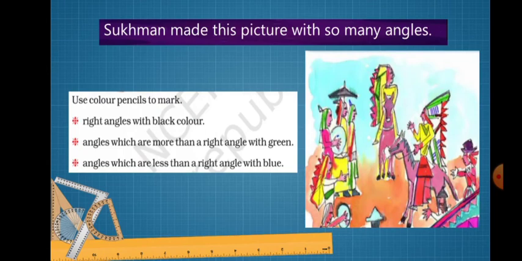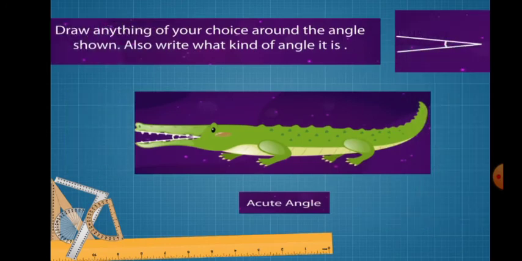Suhman made this picture with so many angles. He used color pencils to mark the angles: right angles with black color, angles which are more than a right angle with green color, and angles which are less than a right angle with blue color. Draw anything of your choice around the angle shown. Also write what kind of angle it is.